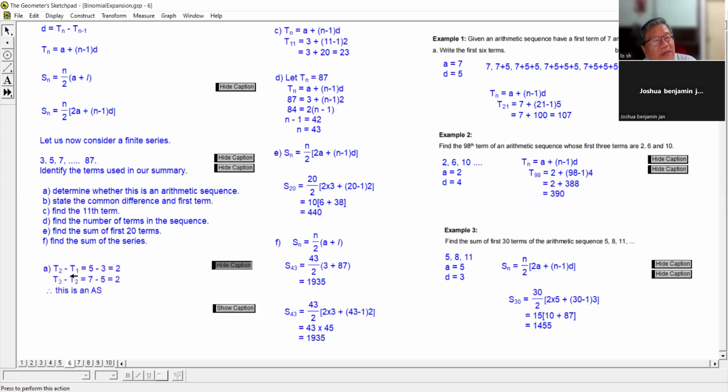So I check. I take T2 minus T1, or 5 minus 3, which is 2. Never mind, but I have to check further: T3 minus T2. This is T3. T3 minus T2 is what? 7 minus 5. Oh, also 2. So I know this is an arithmetic sequence or an arithmetic progression, right?